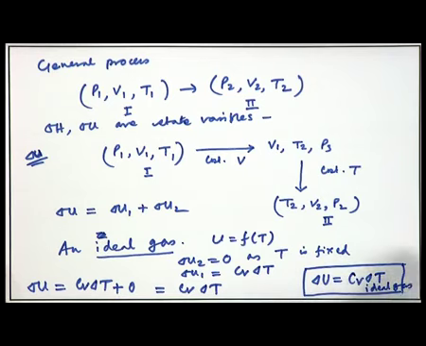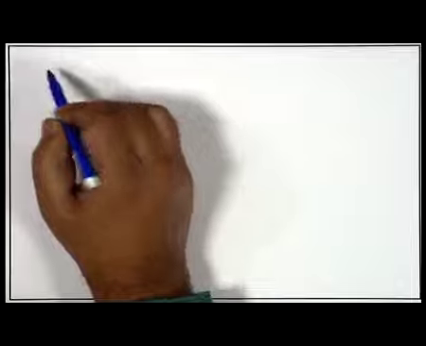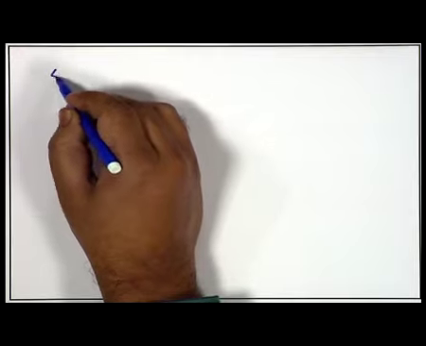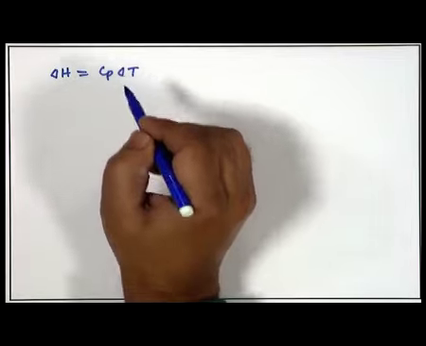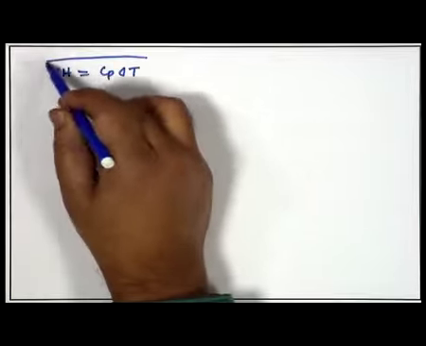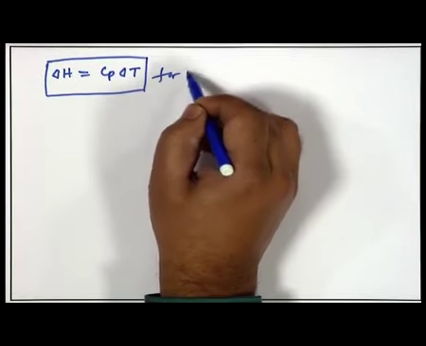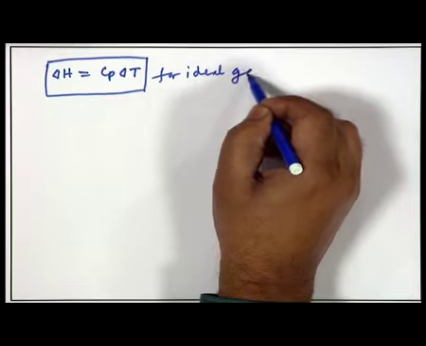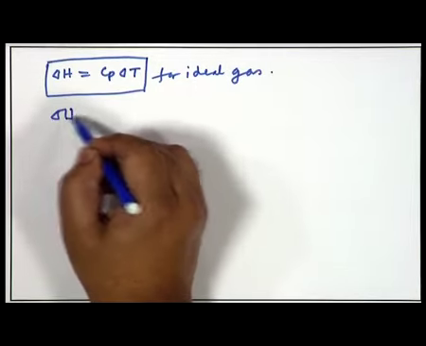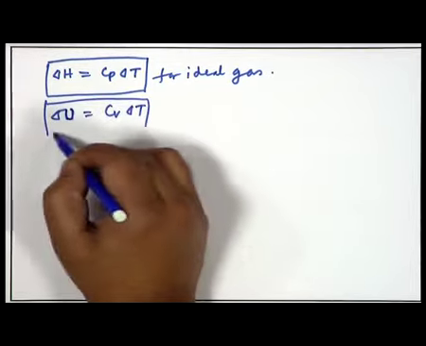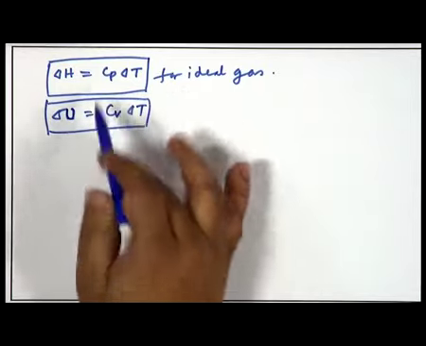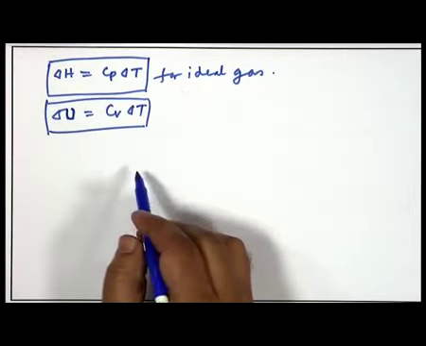Similarly, we can think of a general process, and break it down into a constant pressure and a constant temperature process, and we can get again del H is Cp dT for ideal gas. To write one more time, del U is Cv del T. These are for ideal gas, these are not for the general case.